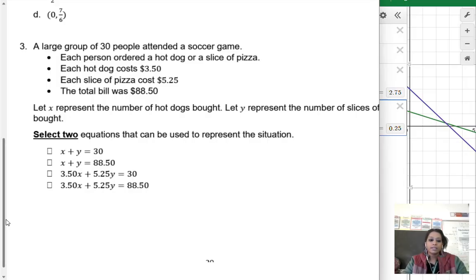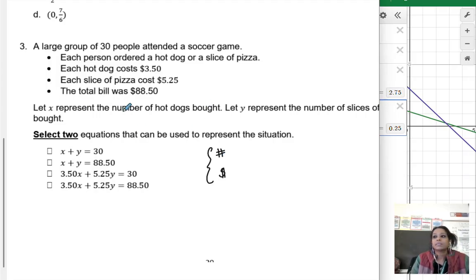All right, and then you're going to have this word problem. It says here, a large group of 30 people attended a soccer game. Each person ordered a hot dog or a slice of pizza. Each hot dog cost $3.50, and each slice of pizza cost $5.25. The total bill was $88.50. So there's 2 equations here, okay? Remember that whenever you're building your system of equations, in the first equation you'll have the quantity, and then the second equation, you'll have the money part, okay? So you're just putting the different things together.